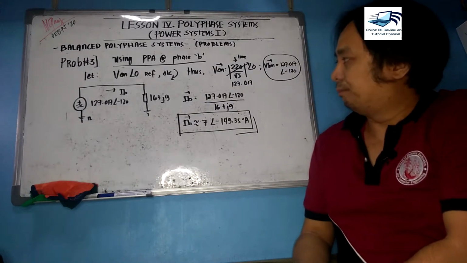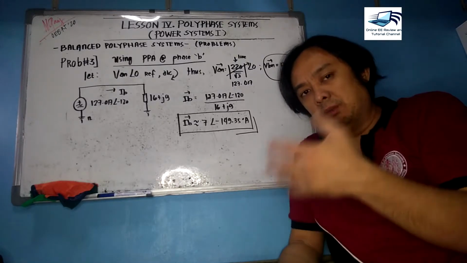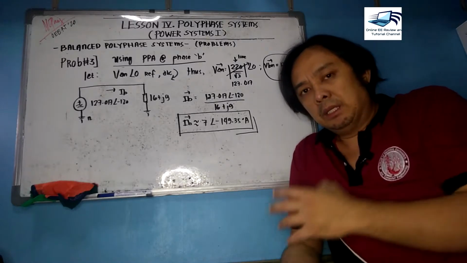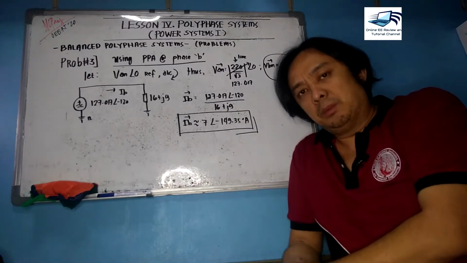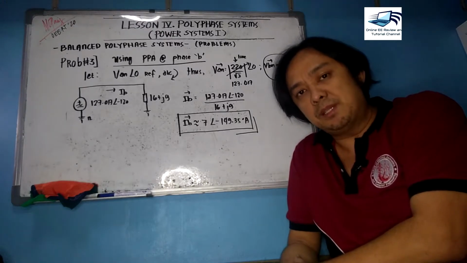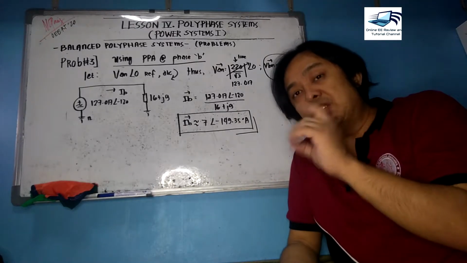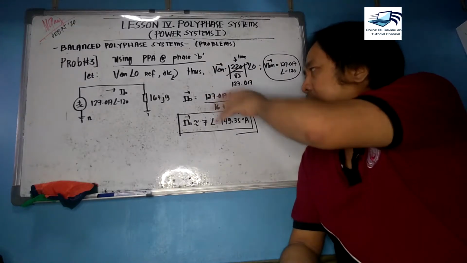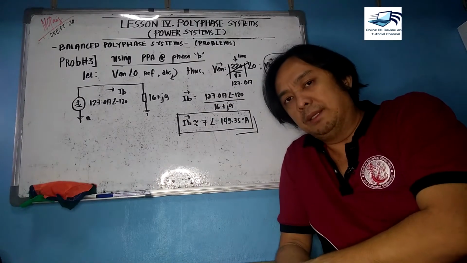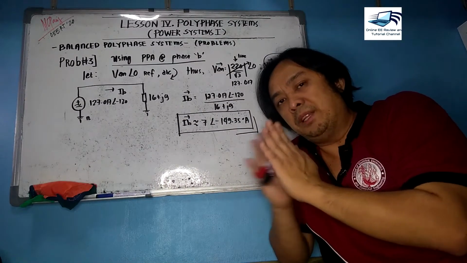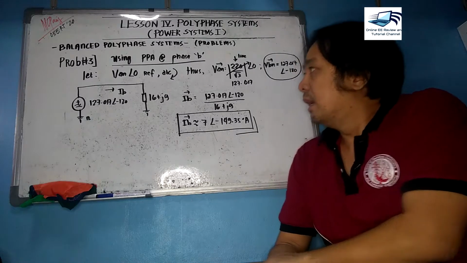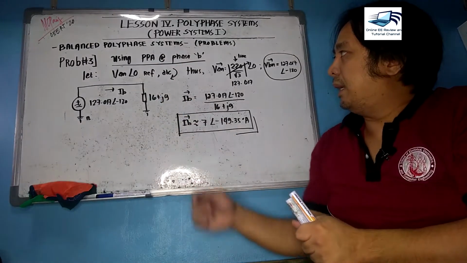Okay, so this is the solution on that problem under the balanced polyphase system. The most practical, most convenient, or faster way to do this is using the per phase basis, and you will concentrate on phase B. I did not draw anymore the power system diagram, since you can recall on problem number 1 that we already discussed comprehensively how you will do the per phase basis. So we will use PPA at phase B.